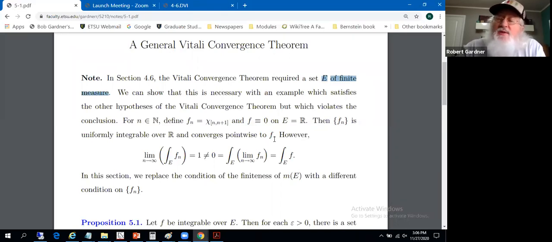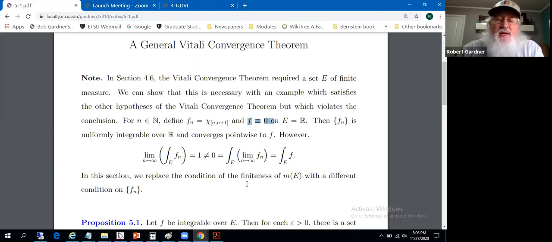We do have pointwise convergence to the 0 function, but the limit of the integrals, well, all the integrals are 1, so the limit's 1. That doesn't equal 0, which is the integral of the limit function, the integral of the 0 function over the whole real line, say. So we don't have a convergence theorem. So simply dropping finite measure won't do. We'll have to add another hypothesis in.